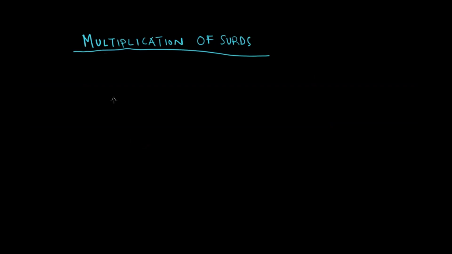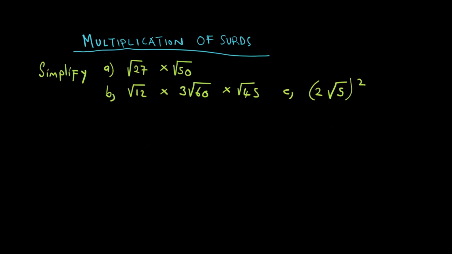Saka example yatoda kuita kwatiri isusu example number 1. As in the book, it's actually example number 4. So let us get to that example. That is our example number 1. Question yedu yakati iyo simplify a, the square root of 27 times the square root of 50. Chatinotanga kuita panapa, we express the square root of 27 and also the square root of 50 in surd form.